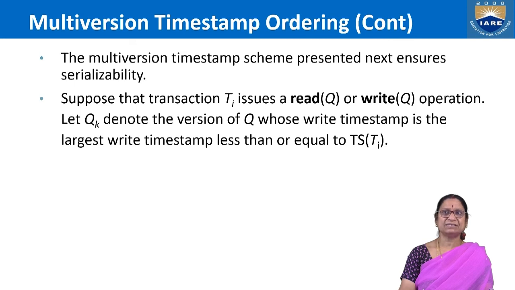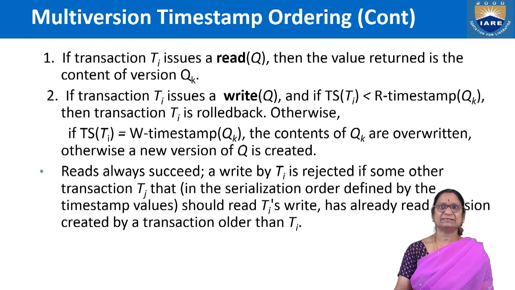Multi-version timestamp schemes are presented generally to ensure serializability. That is, if the transaction Ti issues a read Q or write Q operation, let Qk denote the version of Q whose write timestamp is the largest write timestamp less than or equal to the timestamp of Ti. It is similar to the timestamp protocol. Timestamp of the Tj, then it will get served. This multi-version timestamp ordering depends upon the read and write transactions.